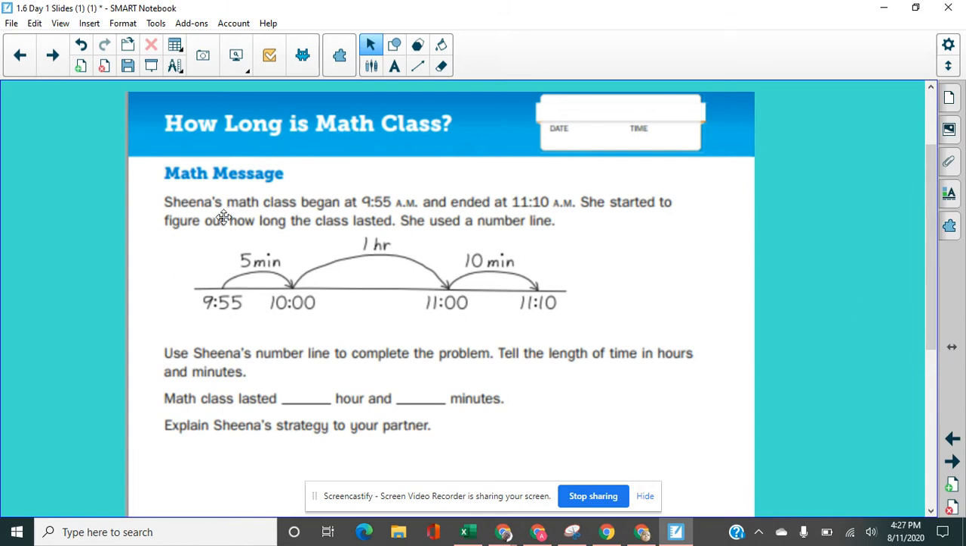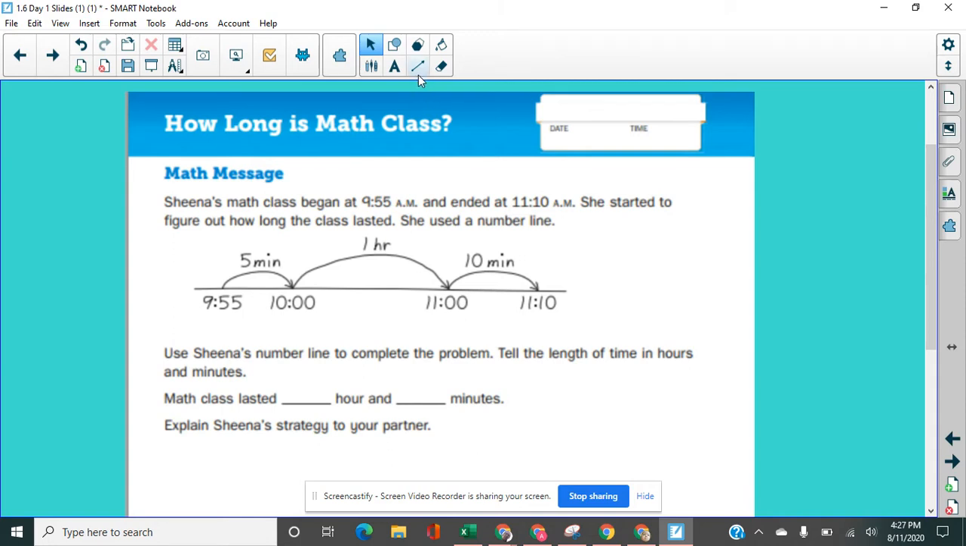Okay, so our math message. Sheena's math class began at 9:55 a.m. and ended at 11:10 a.m. She started to figure out how long the class lasted. She used a number line, right? So you can see what she's drawn here. And this then says, use Sheena's number line to complete the problem. Tell the length of time in hours and minutes. So math class lasted how many hours and how many minutes left over?